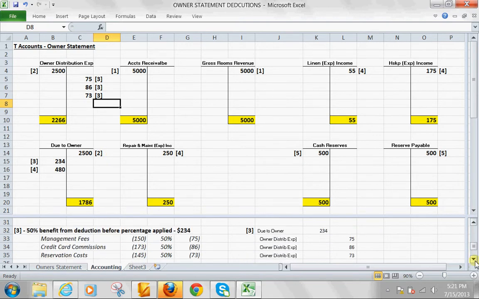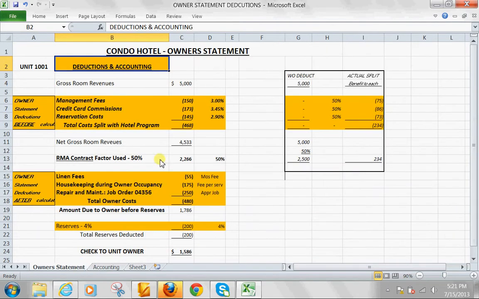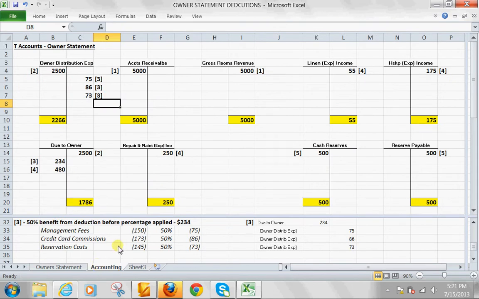$2,500. Three, you have your 50% benefit from the deductions before the percentages applied. As we reviewed, it was $234. So you can see that number three, due to owners, is reduced by $234. And you can see that the owner distribution expense is reduced by that $75, $86, and $73. Again, remember, the $75, $86, and $73.